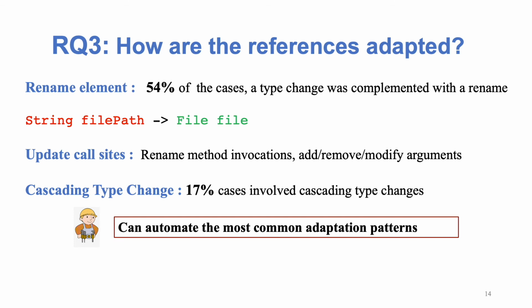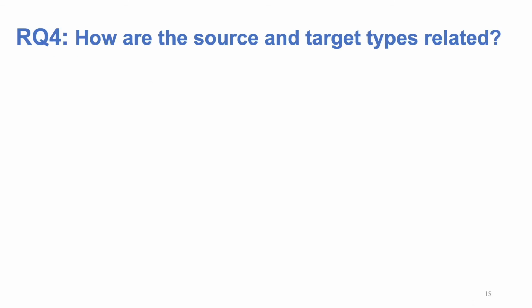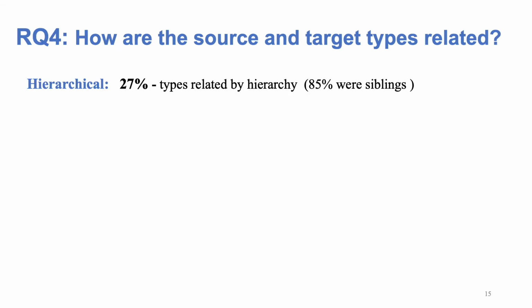While current IDEs support refactorings like change signature and type migration, these tools could also adapt the references. Maybe the tool builders could just start by implementing the most frequently applied adaptation patterns. We next investigated: are the source and target types of the type change related by hierarchy or by composition?